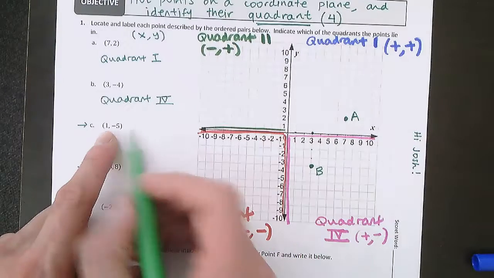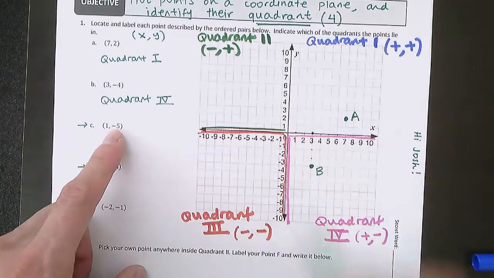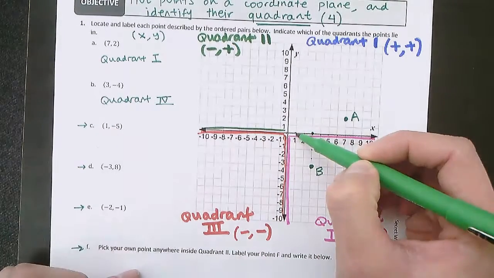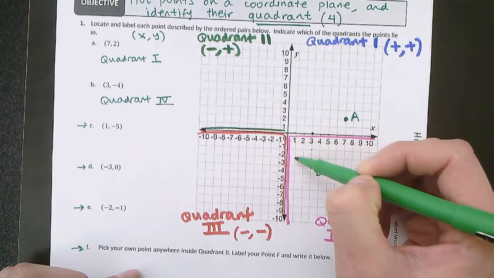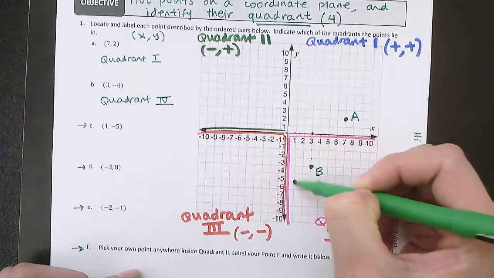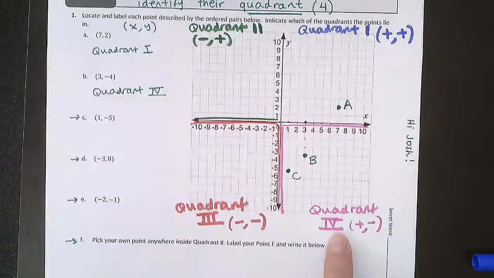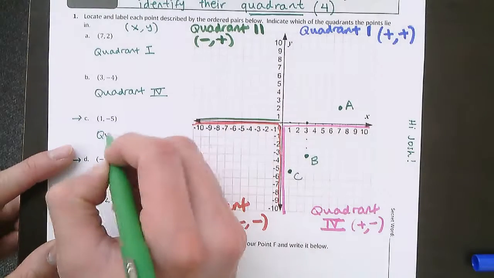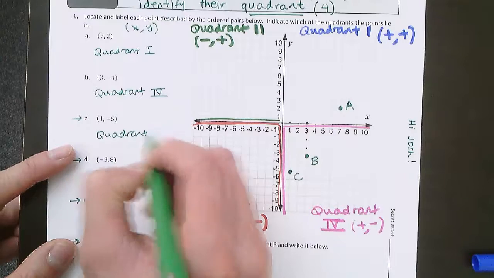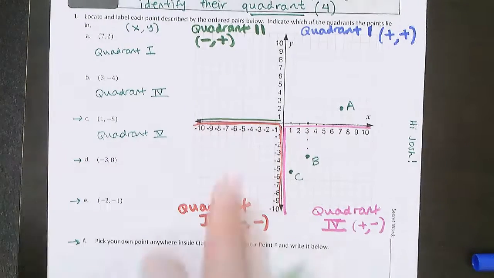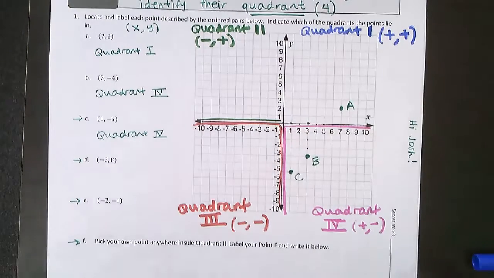Point C is x value of 1, y value of negative 5. So we go out 1 and then down 5. 1, 2, 3, 4, 5, right here. That's point C. That is also in quadrant 4. Gold star for you if you got that right.